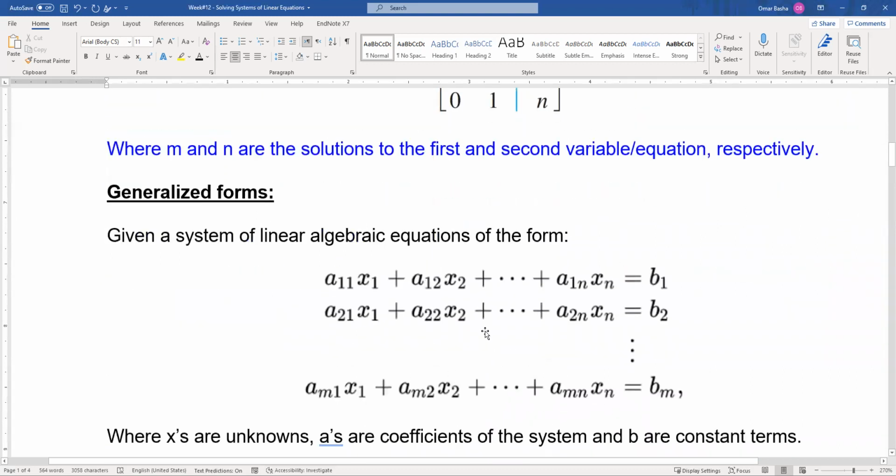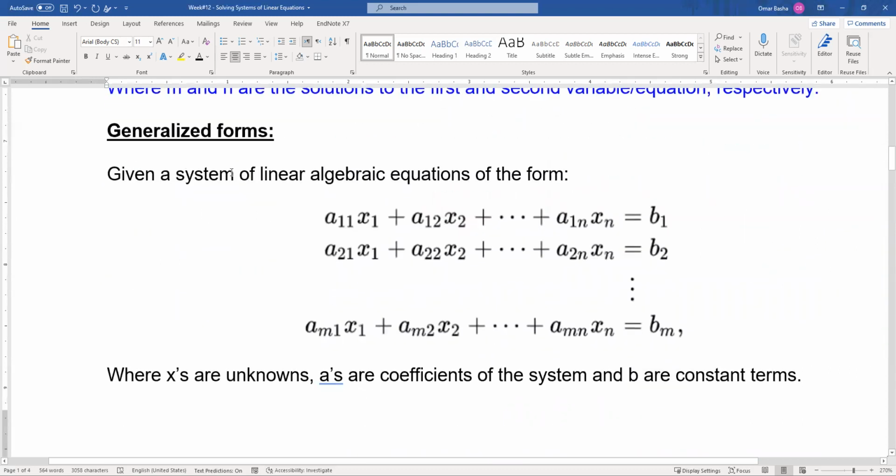So in a generalized form, if you are given a system of linear algebraic equations of the following form, a11x1 plus a12x2 all the way to a1n xn is equal to b1, and this is repeated all the way to am1x1, am2x2, all the way to bm. Could be a system of 30 equations, 30 unknowns, 2 equations, 2 unknowns, 500 equations, 500 unknowns. This is the generalized form, right?